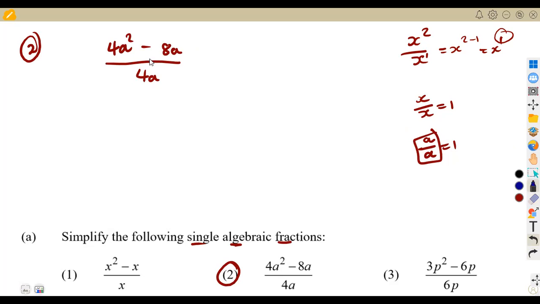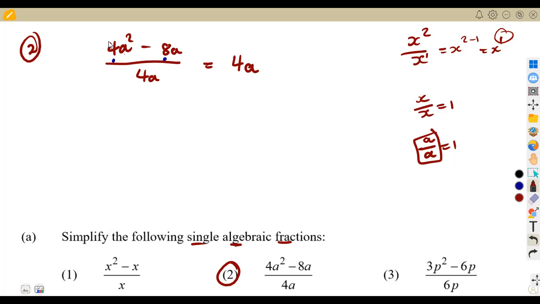So here, checking the numbers, I've got 4, here I've got 8. I can see that 4 is the highest common factor between 4 and 8. So I'm going to factor out 4 as the highest common factor, and between a squared and this a. Remember, we talked about x squared and x. We saw that x is going to be the one. So we are going to take a, the one that has got the smallest exponent. So that is going to be 4a.